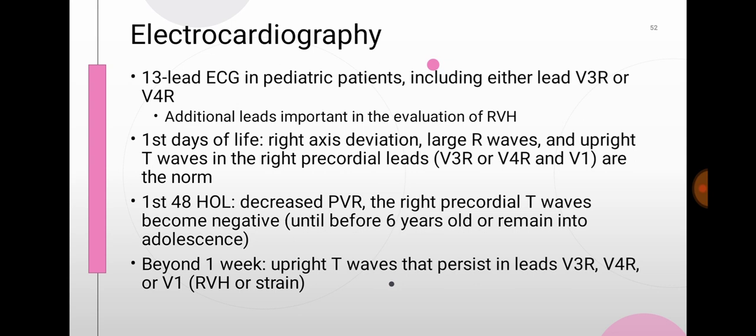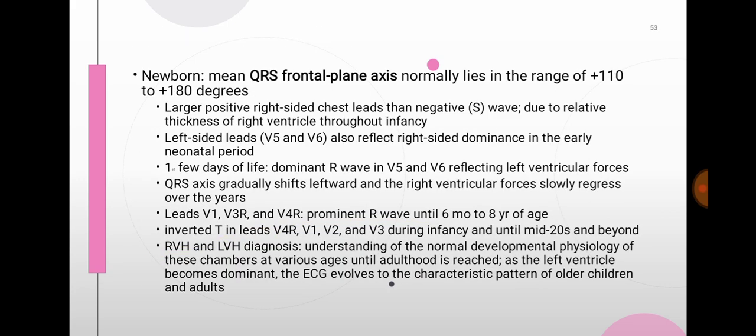After the first 48 hours of life, there's a decrease in pulmonary vascular resistance, so your T waves become negative. Sometimes this is called pathologic, but there are patients whose ECGs are read by adult cardiologists, who read this as abnormal, but for kids, it can still be normal for the T waves up to adolescence. Okay, newborns also have a different QRS complex. They have a plane that lies between 110 to 180, but still positive for this deviation and deflection.